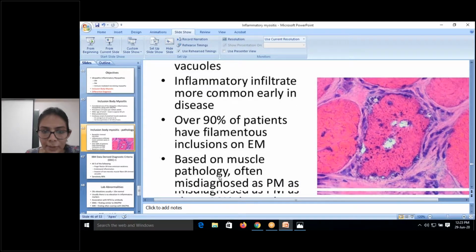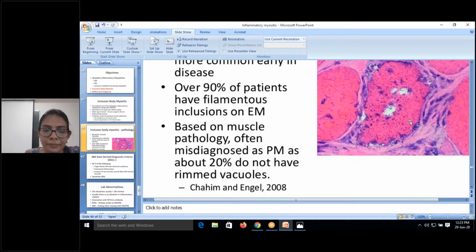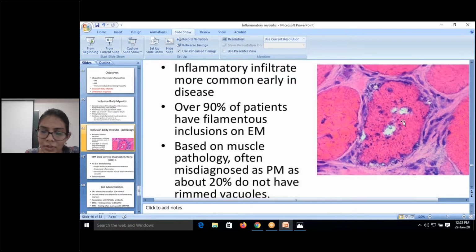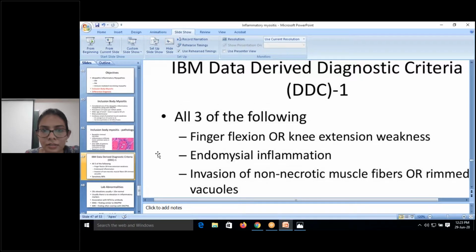Based on the muscle pathology, it is often misdiagnosed as polymyositis because there is inflammation around the endomysium. Whenever endomysium inflammation is there, you think of polymyositis, so you can mistake it for polymyositis. But rimmed vacuoles are present only in case of inclusion body myositis.